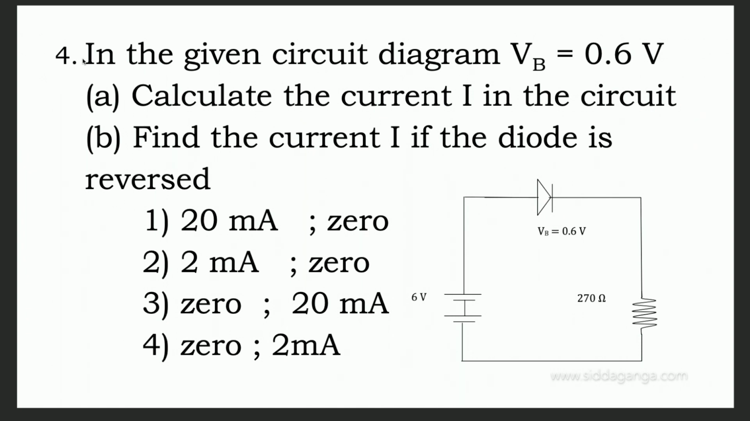You are given a diode with a resistor connected to this cell, 270 ohm and 6 volt, it is 0.6 volt. So the question is on forward current.